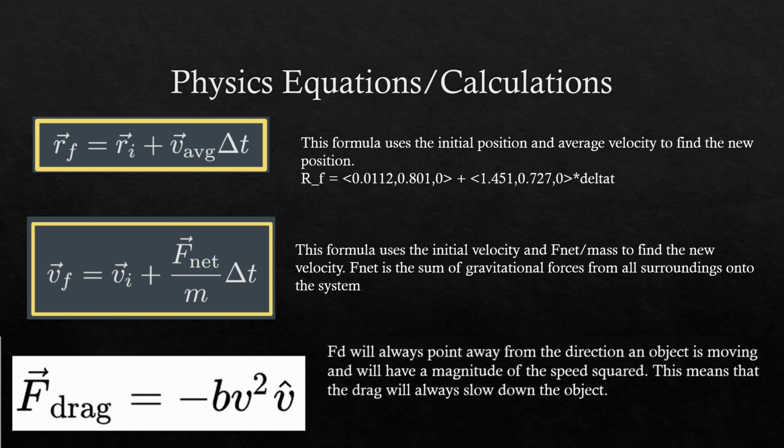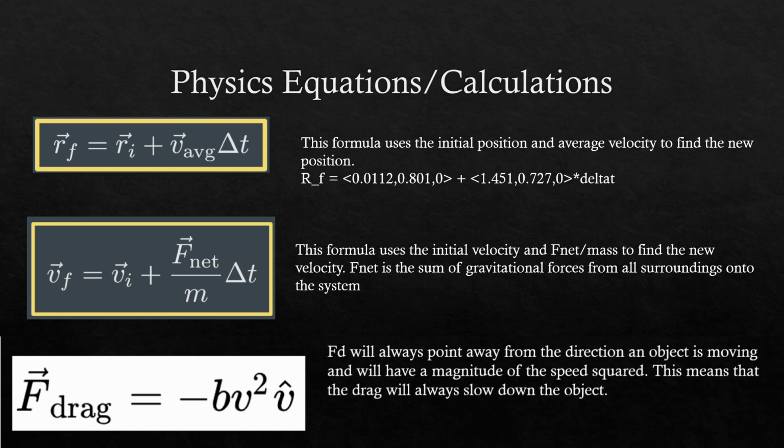And these are the equations used. The first is the position update formula, and I plugged in our initial position and our average velocity found from the first two positions over our delta t.